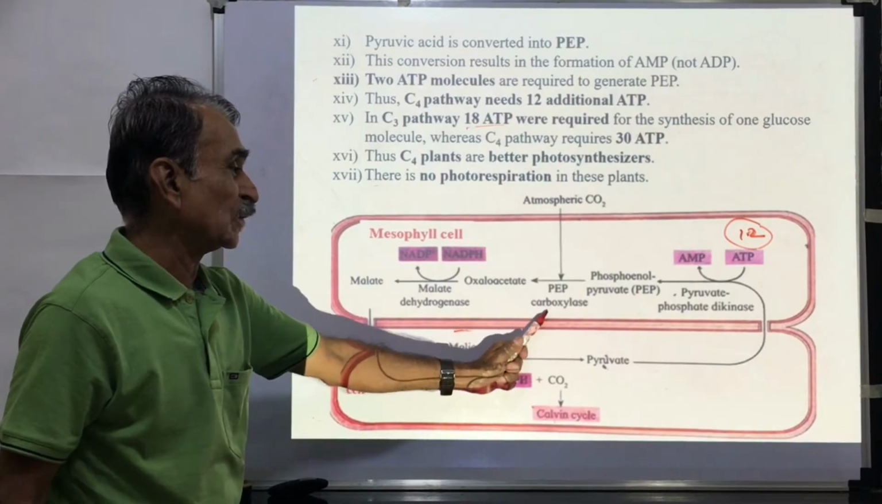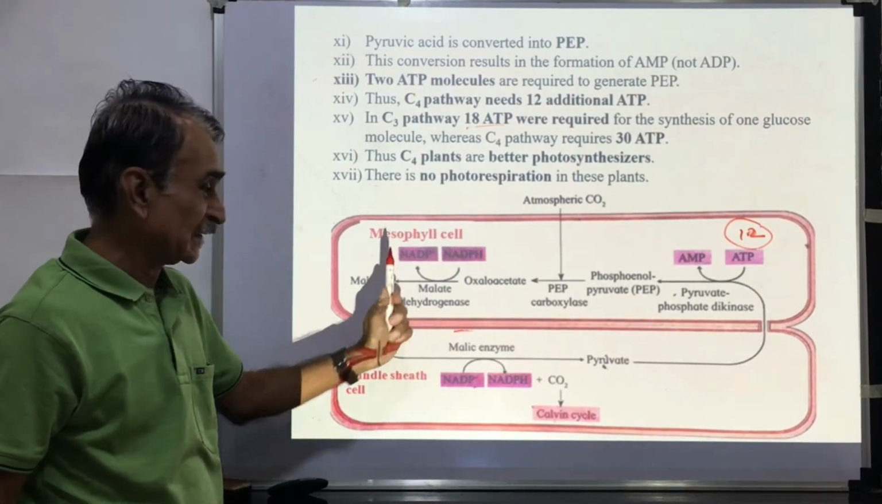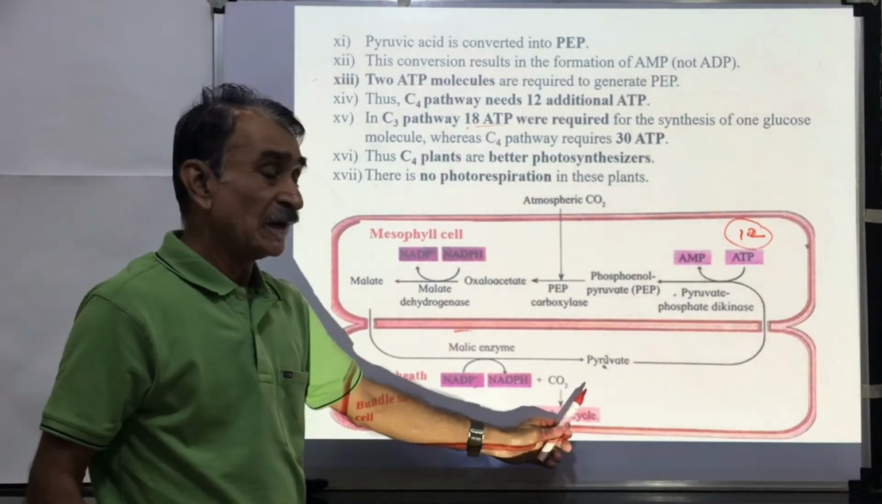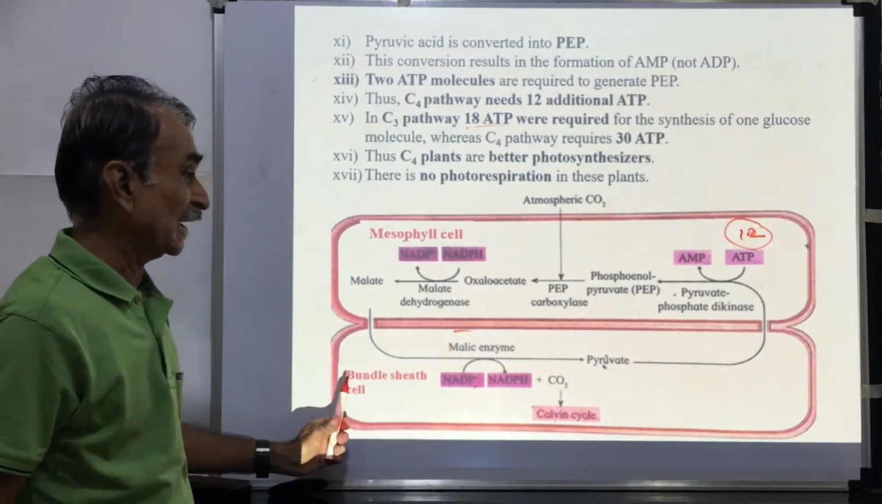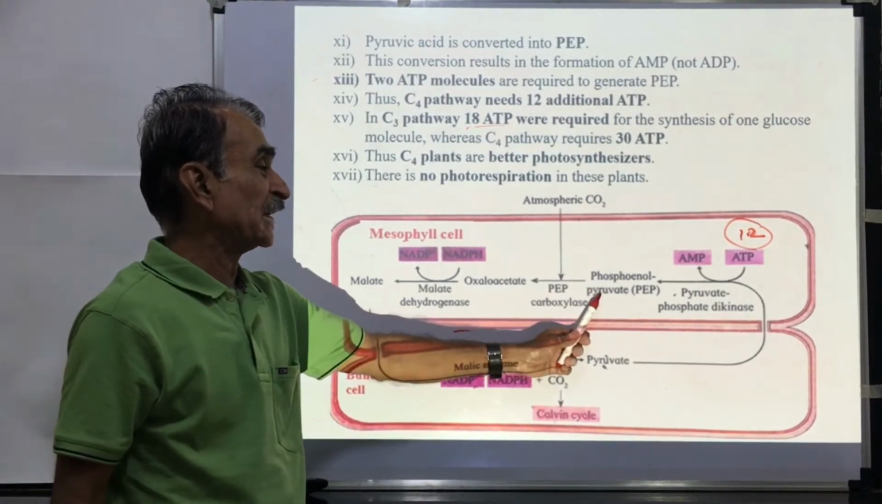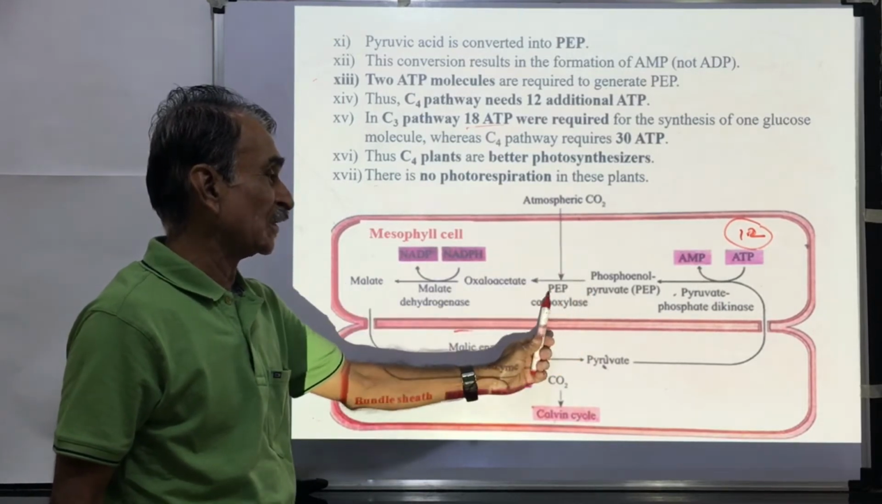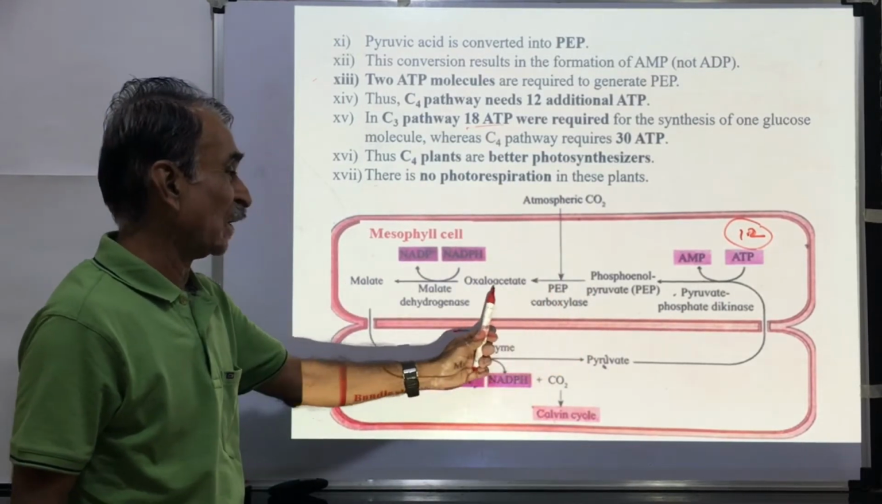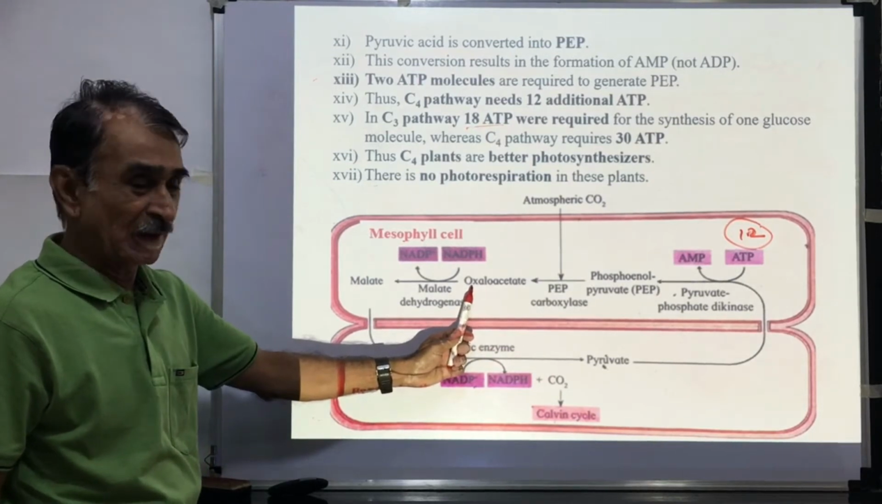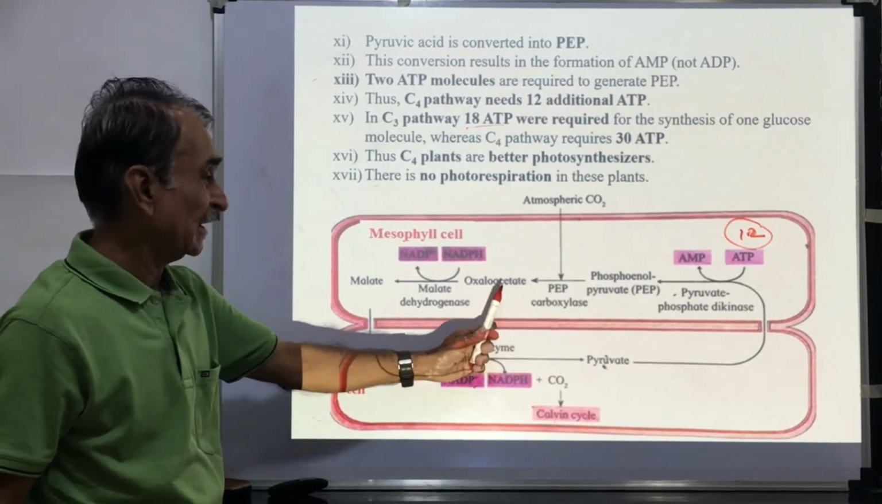Here PEP carboxylase is present in the mesophyll cells. Then RuBP carboxylase is present in the bundle sheath cells. PEP is the initial acceptor of CO2. This accepts CO2 in presence of enzyme PEP carboxylase. There is formation of unstable product, 4-carbon compound, oxaloacetate.